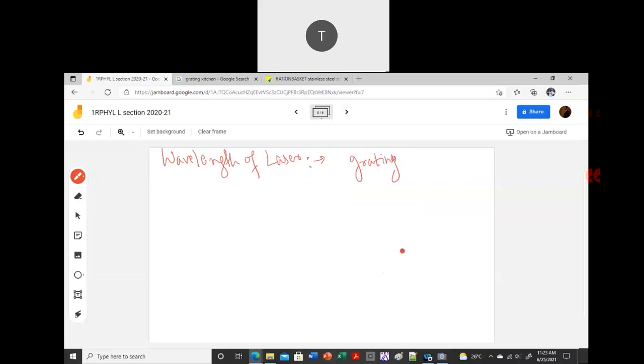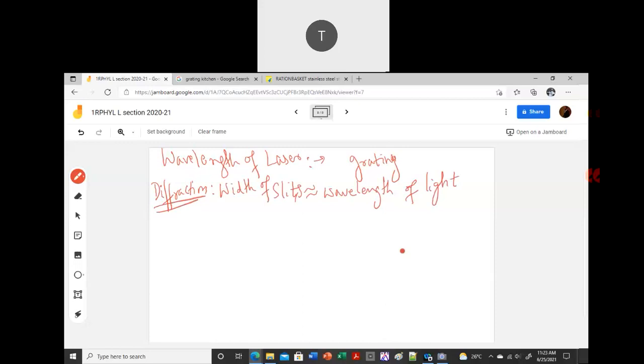So for diffraction, what is the condition? The width of the slit should be almost of the order of the wavelength of light. Only then can you have diffraction.